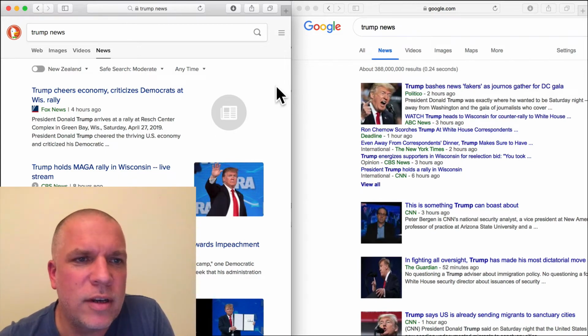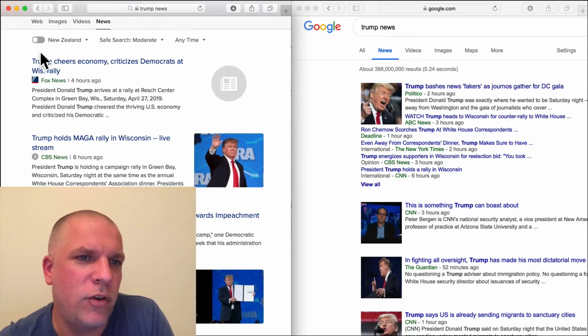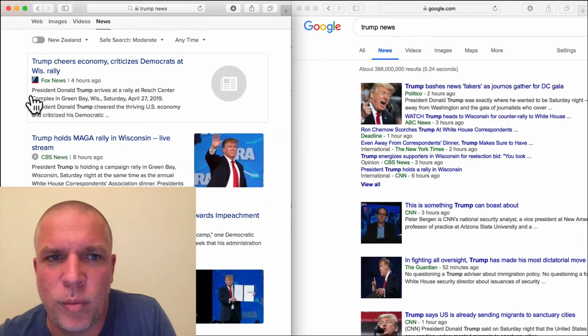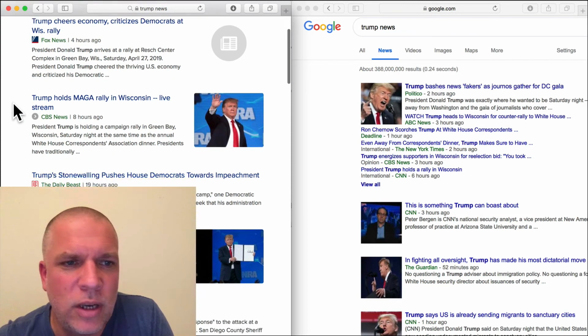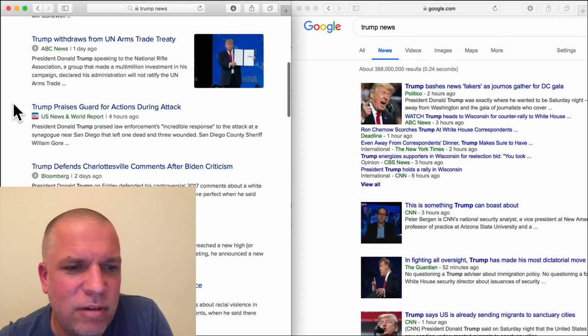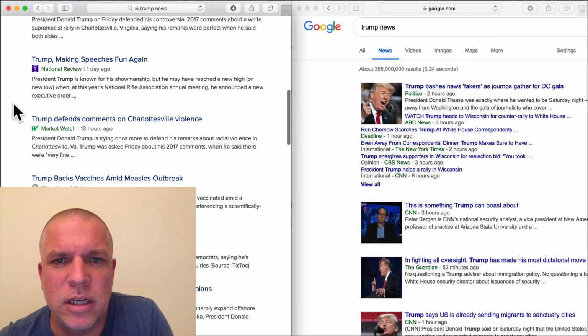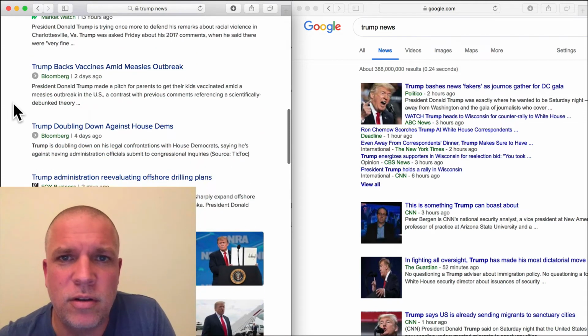You jump over to DuckDuckGo, and you'll be lucky if you even see a CNN article. The first one is Fox News, which you'd expect, because, as we saw, it's at the top of the viewership tables. You scroll down here and you just won't see CNN. You might see one, but you're much more likely to see Fox and other channels which appear at the top of the viewership tables, which is what you'd totally expect.